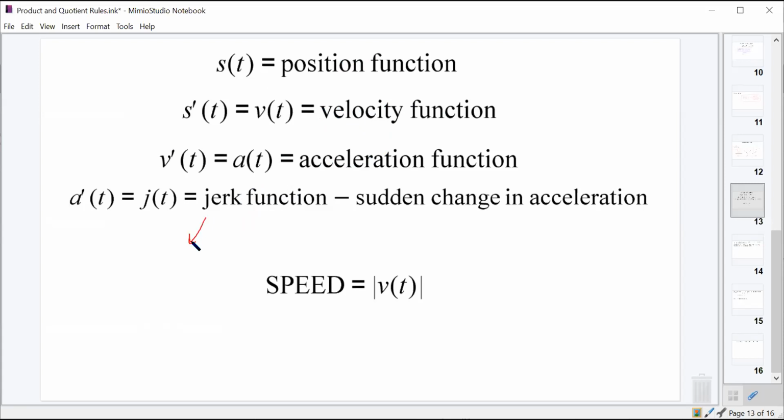Anybody know what the derivative of the jerk function is? Nobody? Nobody knows what a sudden change in jerk is? How sad. It's called the jounce. What a great word, jounce. Guess what it's also called? Nobody? You can do this with your fingers. It is snap. The derivative of jerk is jounce, or snap.